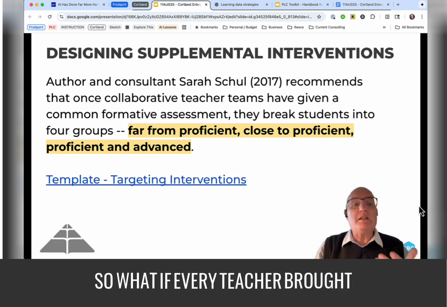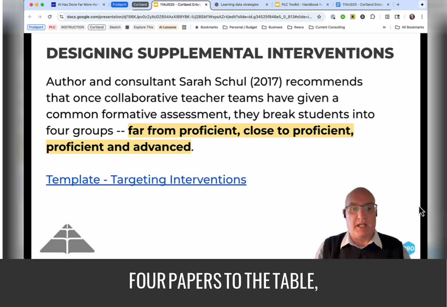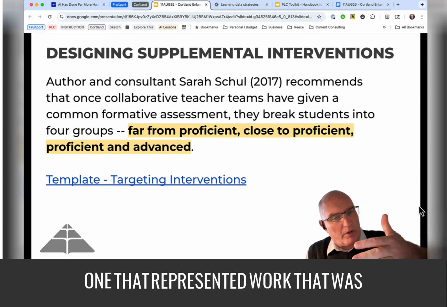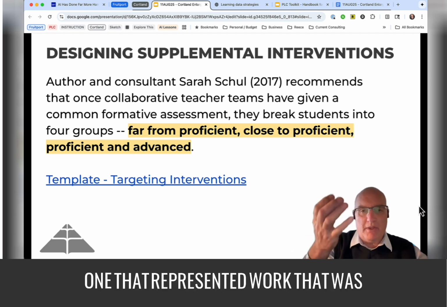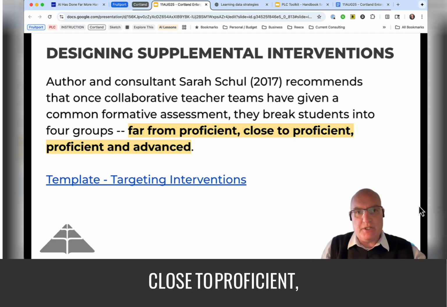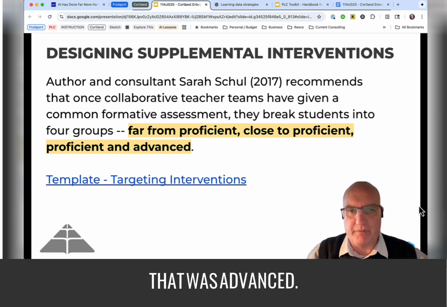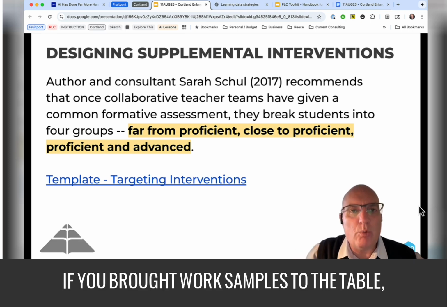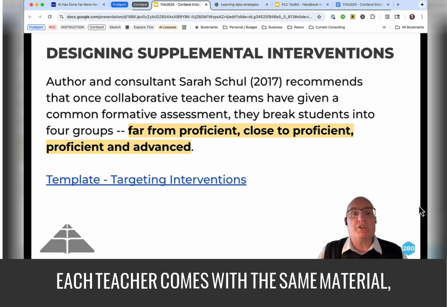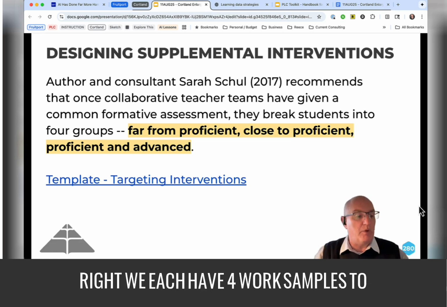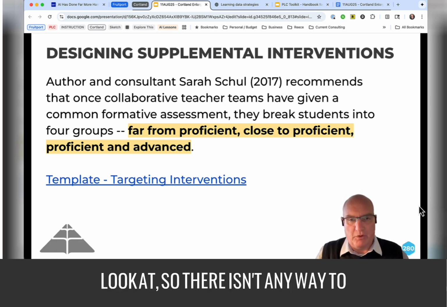So what if every teacher brought 4 papers to the table: one that represented work that was far from proficient, one that represented work that was close to proficient, one that represented work that was proficient, and one that represented work that was advanced. If you brought work samples to the table, each teacher comes with the same material, right? We each have 4 work samples to look at.